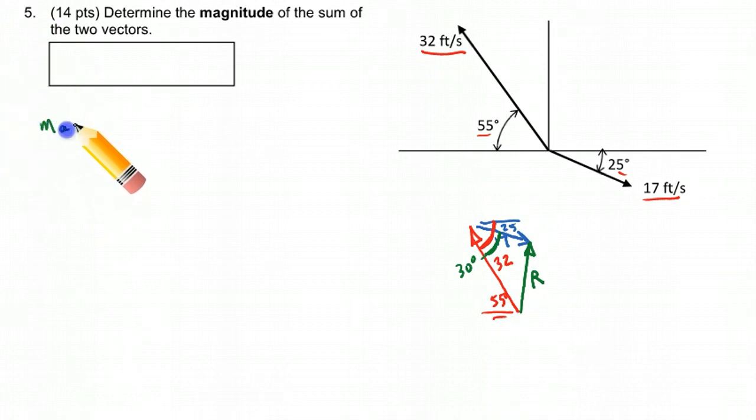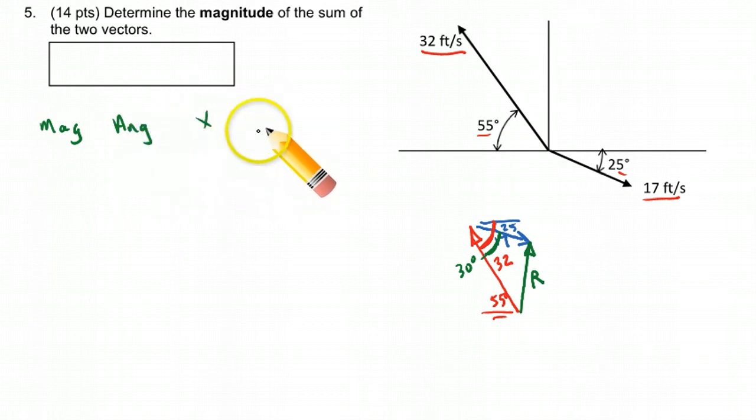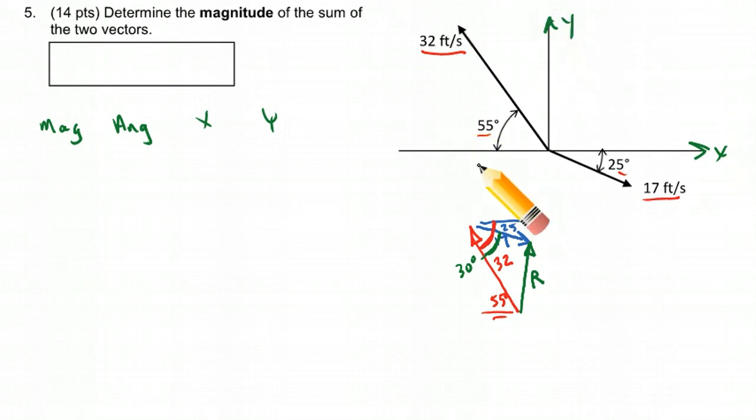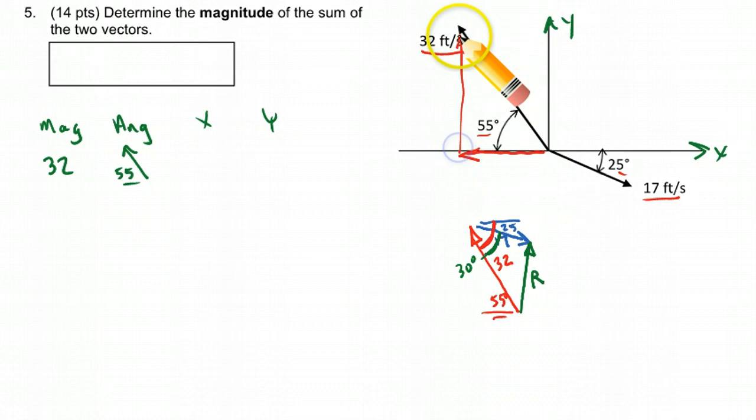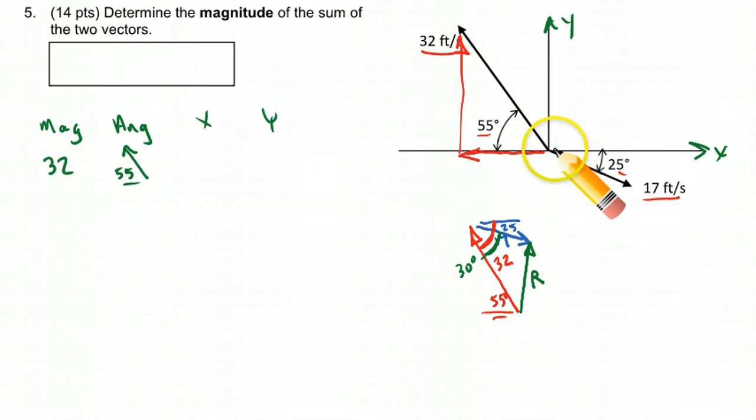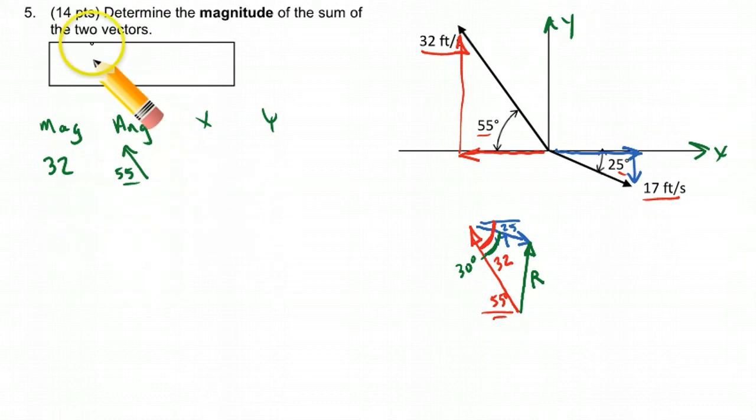To set up components, I'm going to do magnitude, angle, x and y. I'll use my standard coordinate system, which has already sort of been given here, and just write the vectors out. So the 32 is at 55 degrees, and if I draw them out over here, it's going to be negative in the x, positive in the y. This other one's going to be positive in the x, negative in the y. So that's the next one.